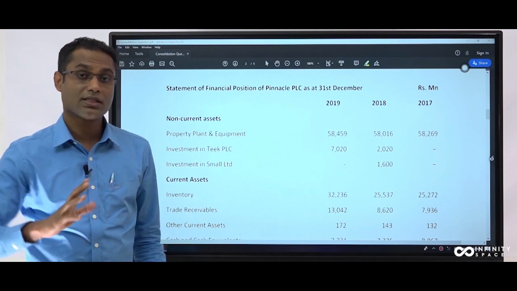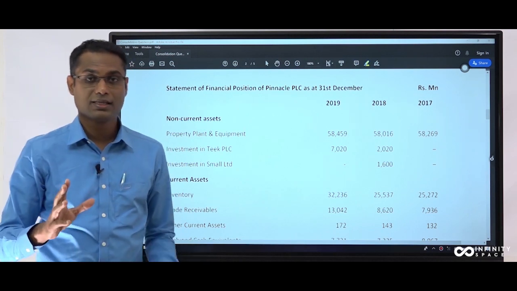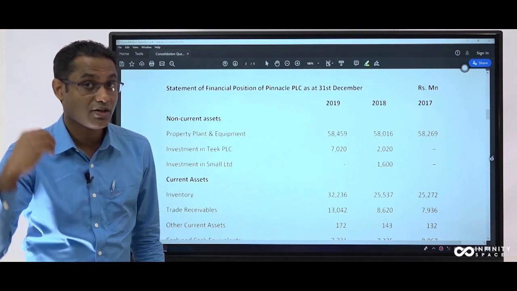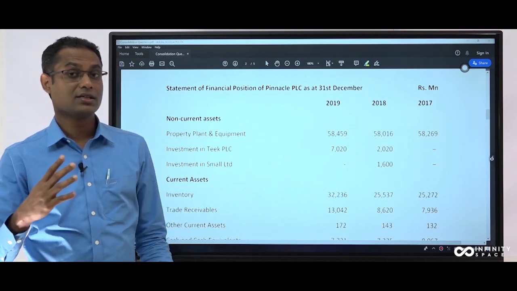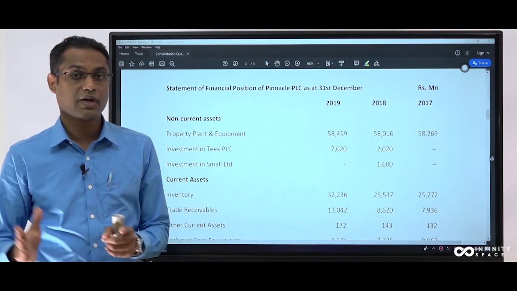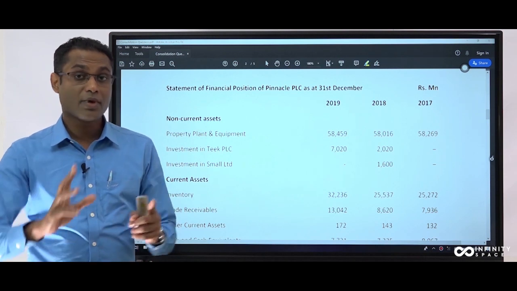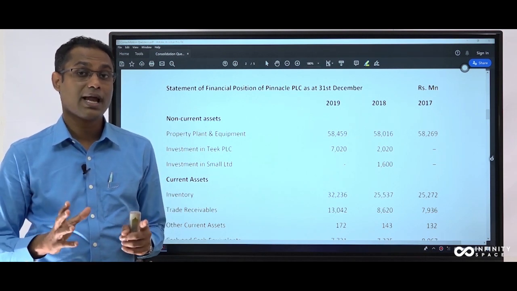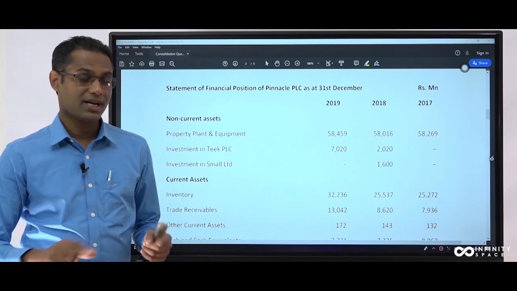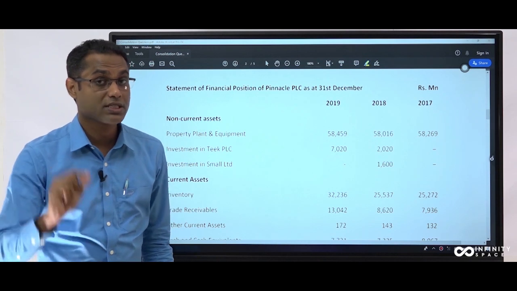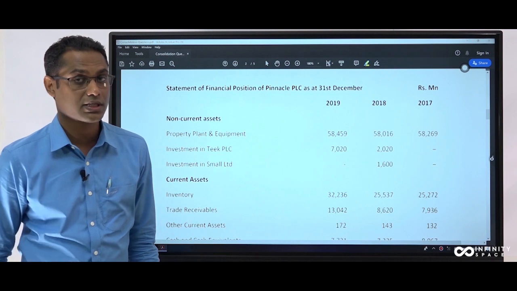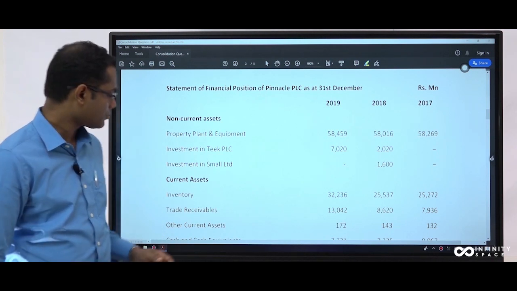Also, you are not going to consolidate any income or expenses of Small Limited, because it has been disposed at the first day of the financial year. Otherwise, if it is disposed maybe after 3 months from the start of the financial year, you have to time apportion Small Limited's numbers and add the income and expenses to the consolidated profit or loss statement. But here it's not required, because Small Limited was disposed at the very first day of the current financial year, that is for the year ended 31st December 2019.